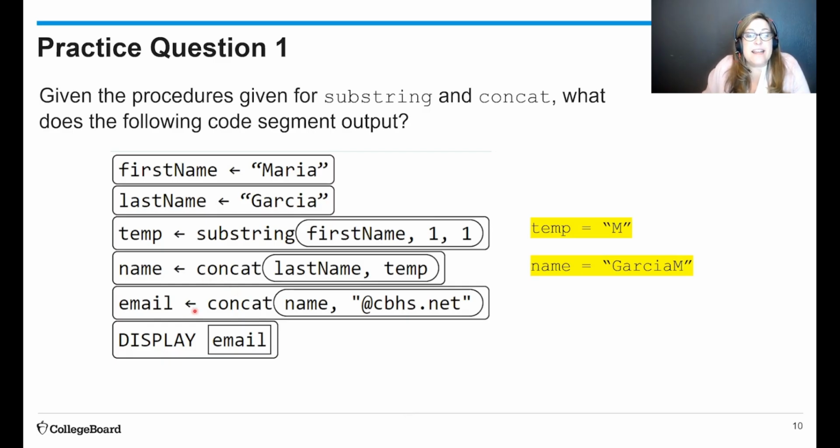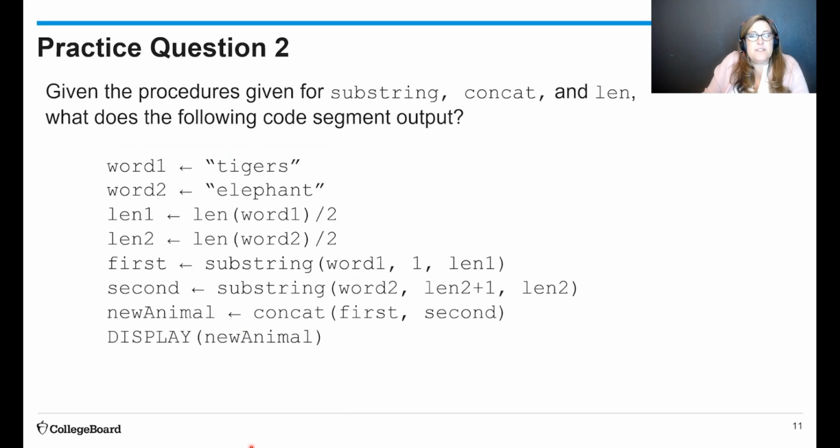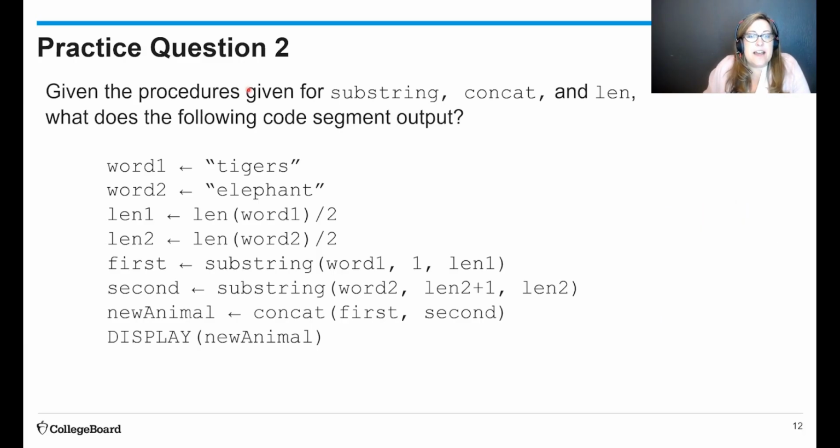Email is going to be assigned the concat of name followed by the characters at cbhs.net. So GarciaM at cbhs.net. So when I display my email, I'm going to get GarciaM@cbhs.net. Here's another question to practice. We're going to use substring, concat, and len here. Pause your video and see if you can come up with what the output will be. I hope you took a minute to look at this. Let's go through it together.